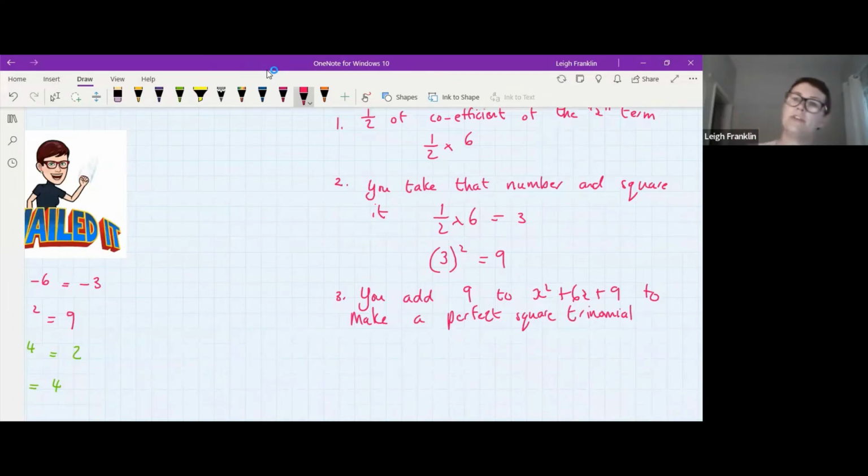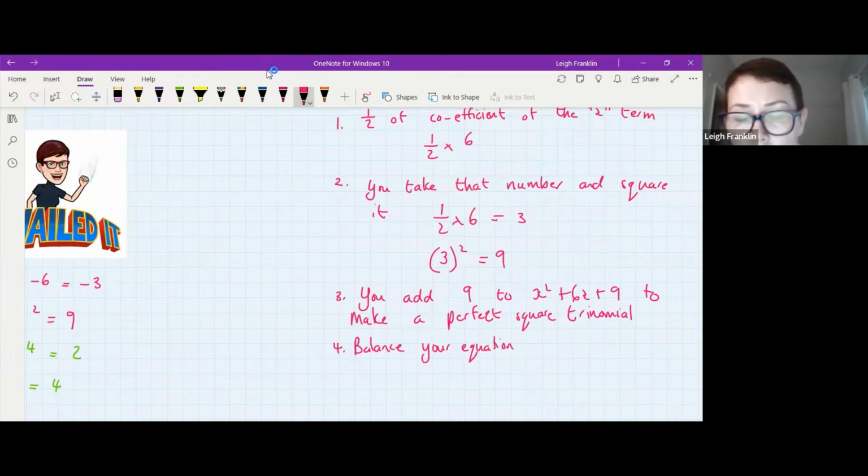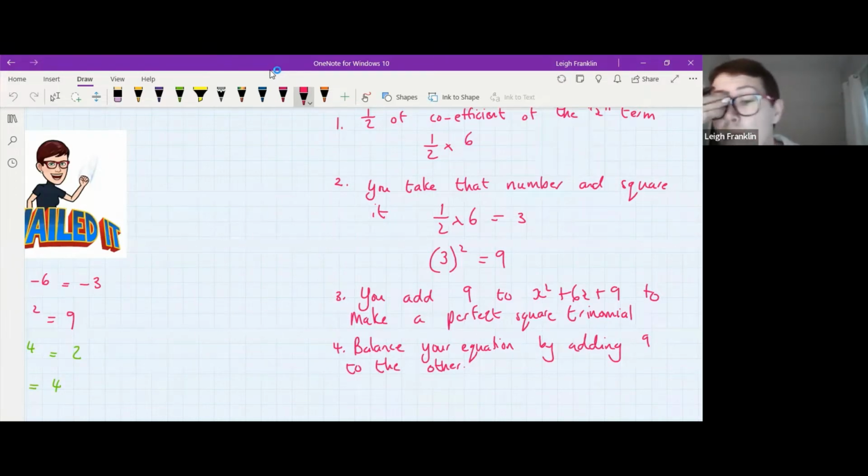And what you add to the left-hand side of the equation, you must add to the right-hand side as well. Okay, so balance your equation by adding 9 to the other side. Obviously it's not always going to be 9, can you see there? It's going to be whatever number you're working with.